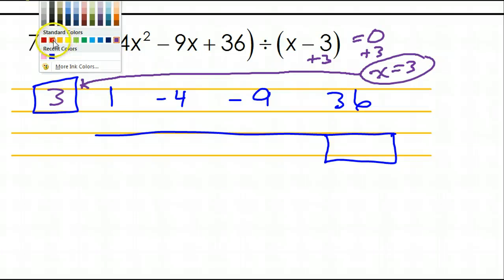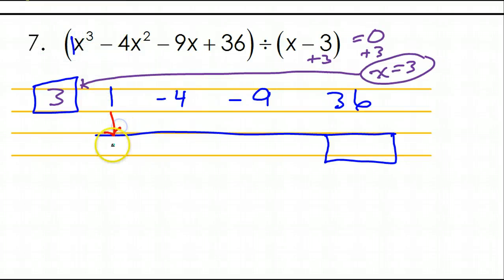So here we go. First, the 1 comes down. Multiply, put it in the next available spot. So 1 times 3 is 3. Combine these, that's -1. -1 times 3 is -3. Combine these, that's -12. -12 times 3 is -36. Combine these, you get no remainder.